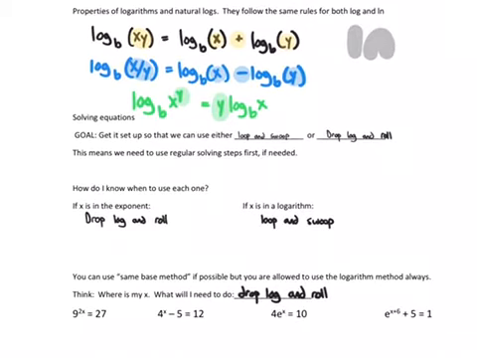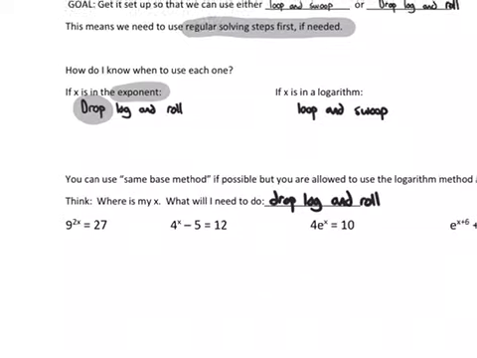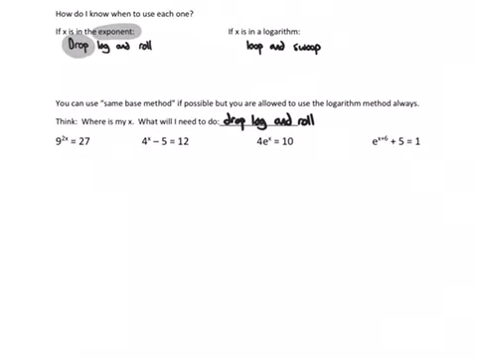Now, when we're solving equations, our goal is to set it up so that we can use either loop and swoop or drop, log, and roll. We may have to use regular solving steps first, if needed. Here's how you know which one to use. If x is the exponent, we need to drop it down with drop, log, and roll. If x is in the logarithm, we use loop and swoop to help it escape. You can use the same base method if you want, but you're always allowed to use the logarithm method.